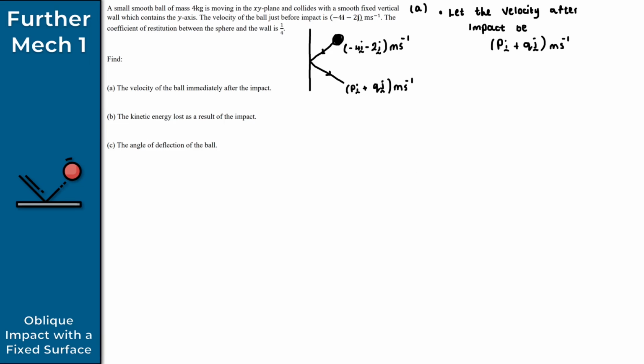We're drawing the diagram for this problem, and what we've also done is let the velocity after impact be the following. So where do we go from here? Well, if we think about this problem, as we can see from our diagram here, the initial velocity is already in component form. So we've got one component parallel to the wall, and the other component is perpendicular to the wall.